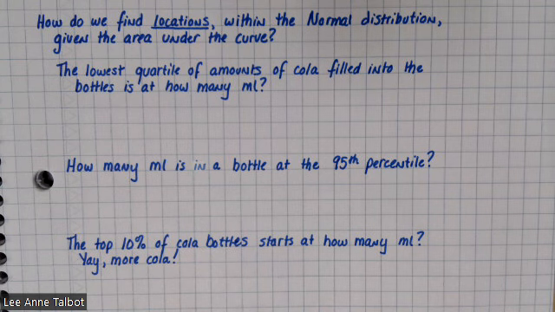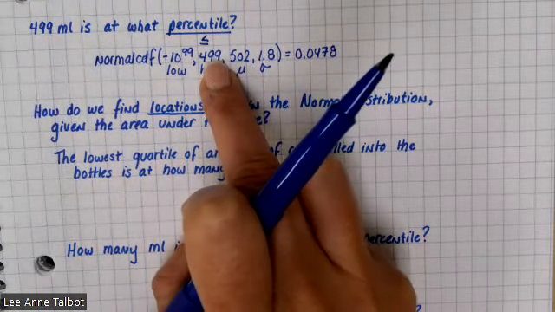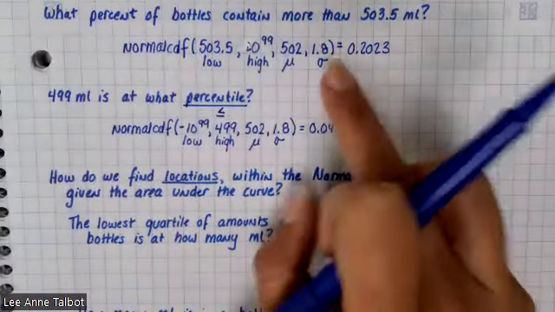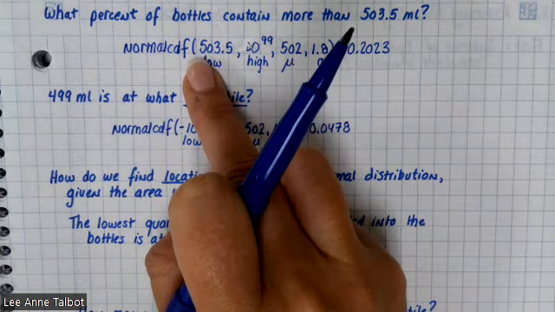Okay, now we're going to go backwards. How do we find locations within the normal distribution given the area under the curve? So this time we have this, and we want to go back to the 499. Or we have this, and we want to go back to the 503.5.